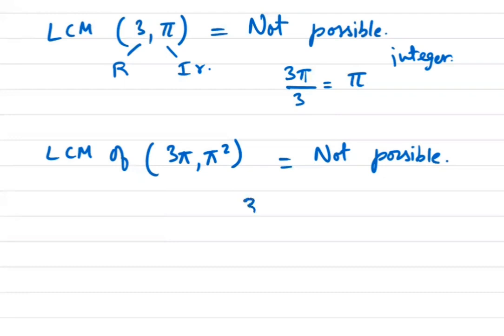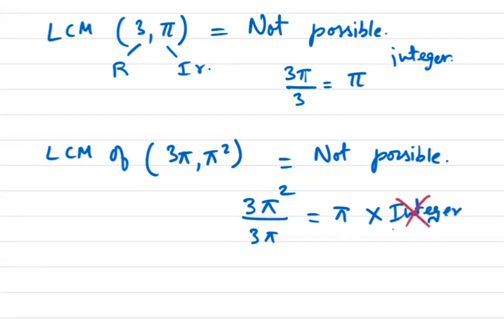So if you say that the LCM of 3 pi and pi square is 3 pi square, now if this is the LCM and I divide it by the individual numbers, let's say I divide by 3 pi, what do I get? Pi. But what I should get is an integer. That is what the definition of LCM is. But pi is not an integer, isn't it? Therefore, the LCM of these two numbers is not possible.